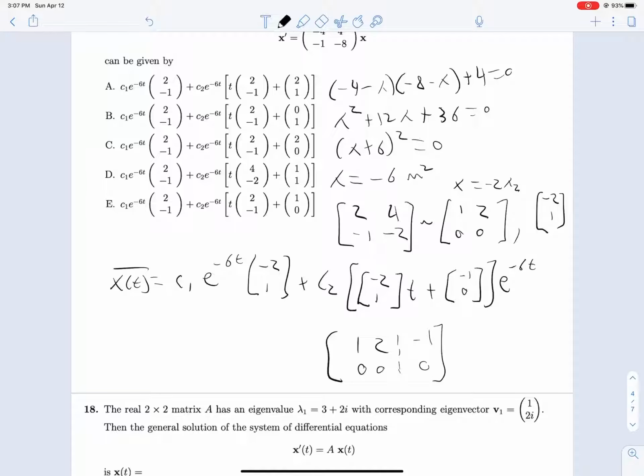And now we're asked to identify which of these matches. So we're looking for -1, 0. It looks like they have flipped the sign of all of our vectors, which is perfectly fine to do because remember that C1 and C2 can be any real number. So those being negative would adjust for that perfectly fine.